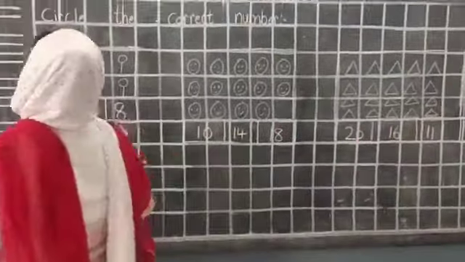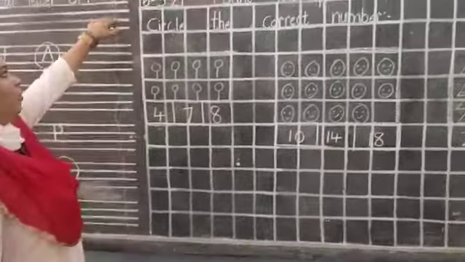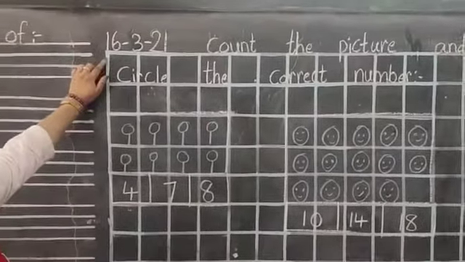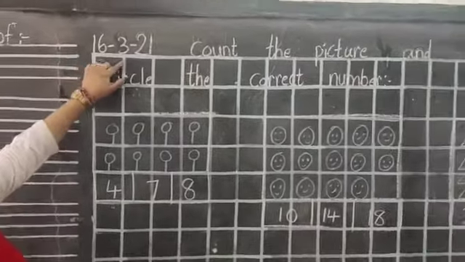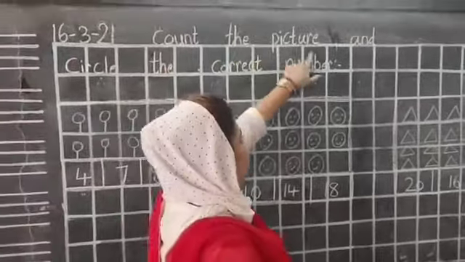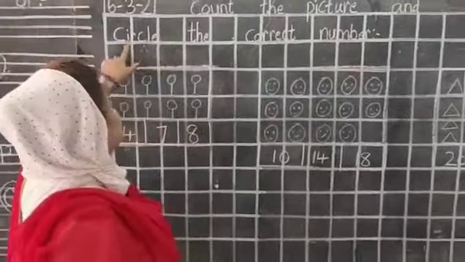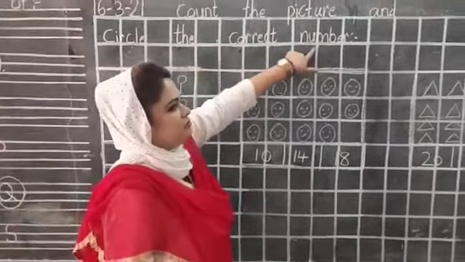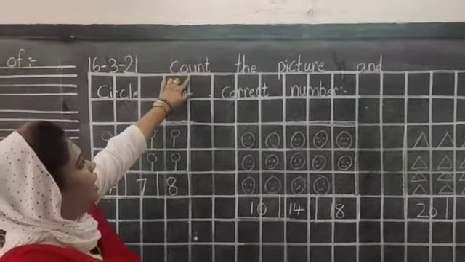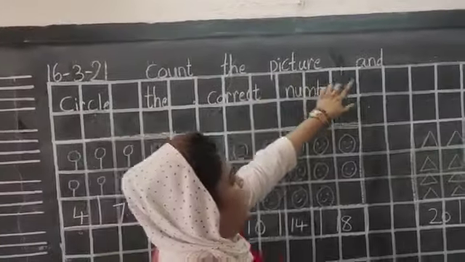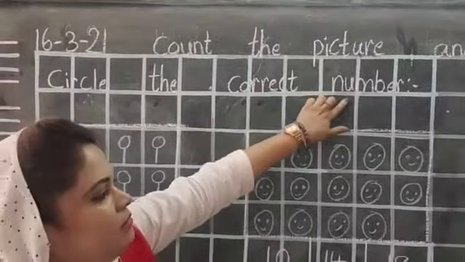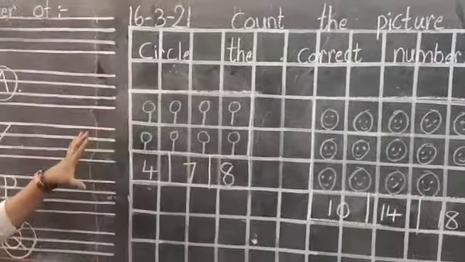Yes, children. You finish with your English subject. What to do? Maths. Open your maths book. In your maths book, I am going to give you a new book. Okay, write down the date 16-3-21. Write the heading, count the pictures and circle the correct number. Read the heading once again with me, children. Count the pictures and circle the correct number.